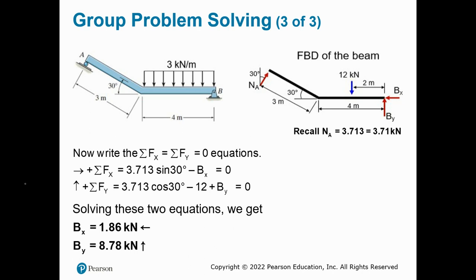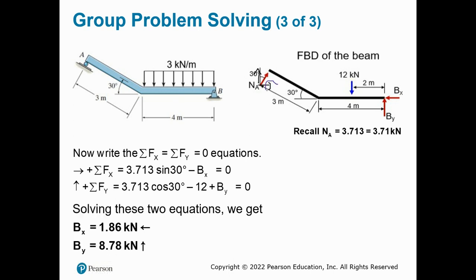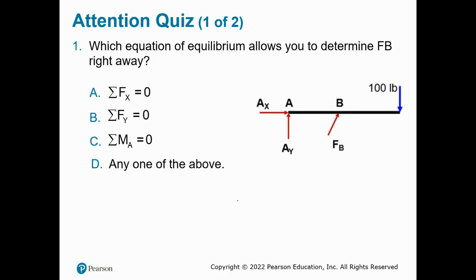Next, we're going to do our equations sigma Fx equal to 0, sigma Fy equal to 0. Again, we wrote our NA into horizontal and vertical components, and there's Bx and By. Overall, we're going to write our x equation with all the x components together. There's your NA x and Bx, going to the left, that's negative. And for the y equation, you have your NA y, which is this one, and the 12 kilonewton coming down and By going up. We're solving for Bx and By in these two equations. So overall, 3 equations and 3 unknowns.